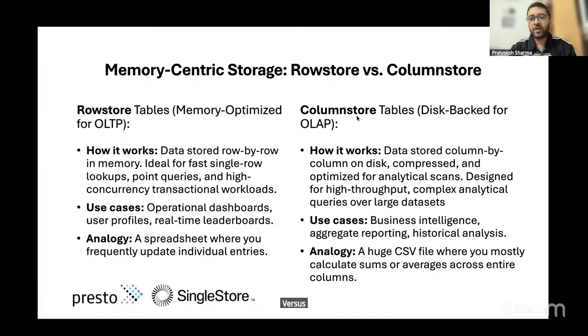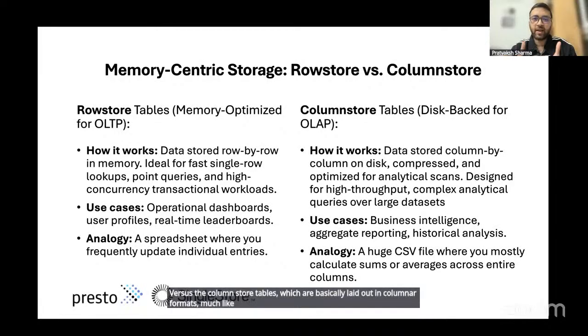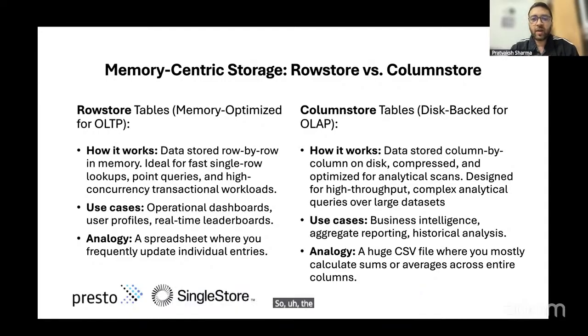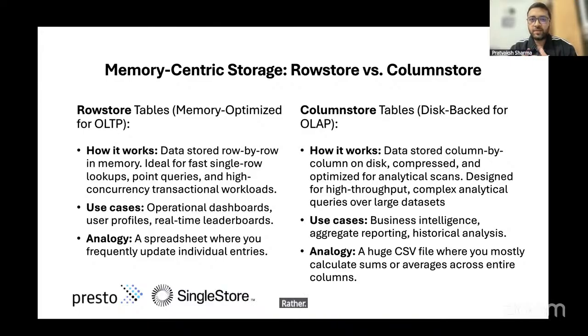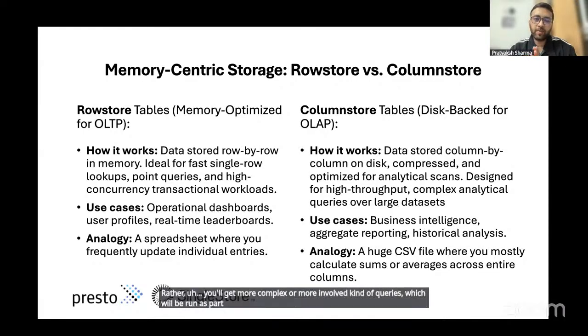versus the column store tables, which are laid out in columnar formats, much like Parquet files or ORC files. If you know of those file formats, they are all columnar file formats, right? So the column store tables are present on disk, and because they are mostly meant for the OLAP kind of workloads, which means the analytical workload, you don't really get many frequent updates to the data. Rather, you will get more complex or more involved queries, which will be run as part of the OLAP workload, right?